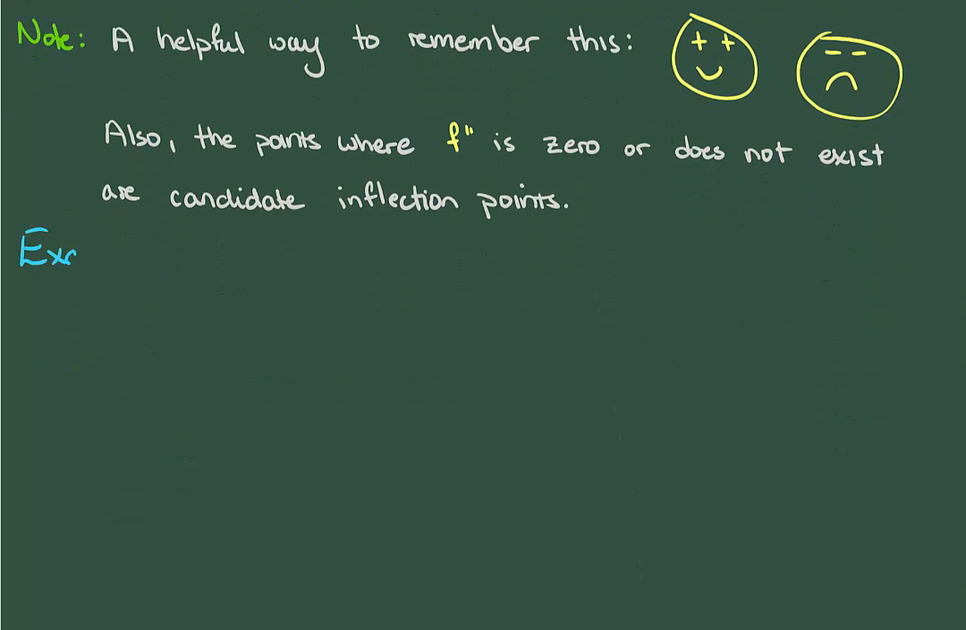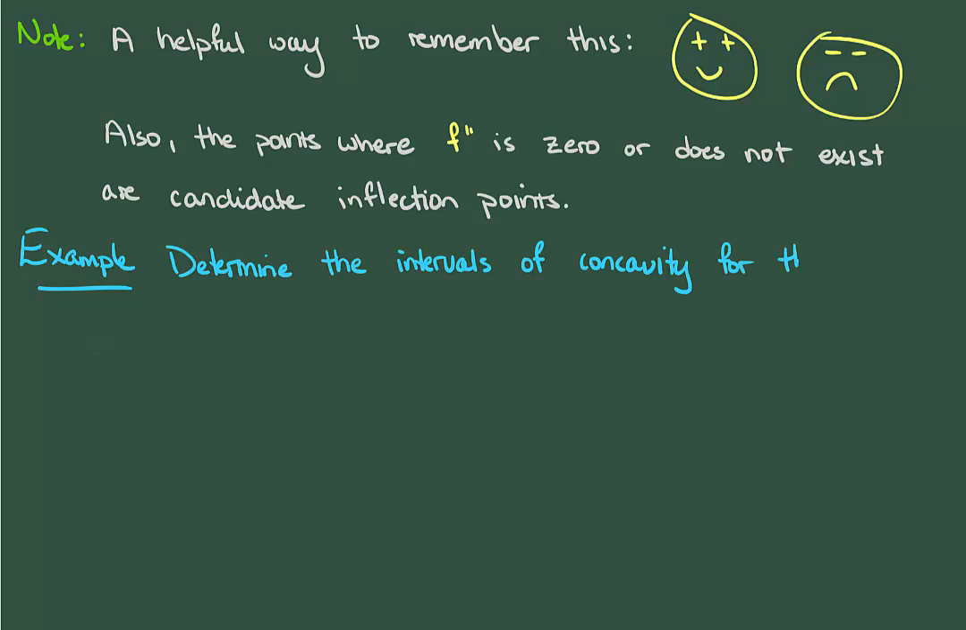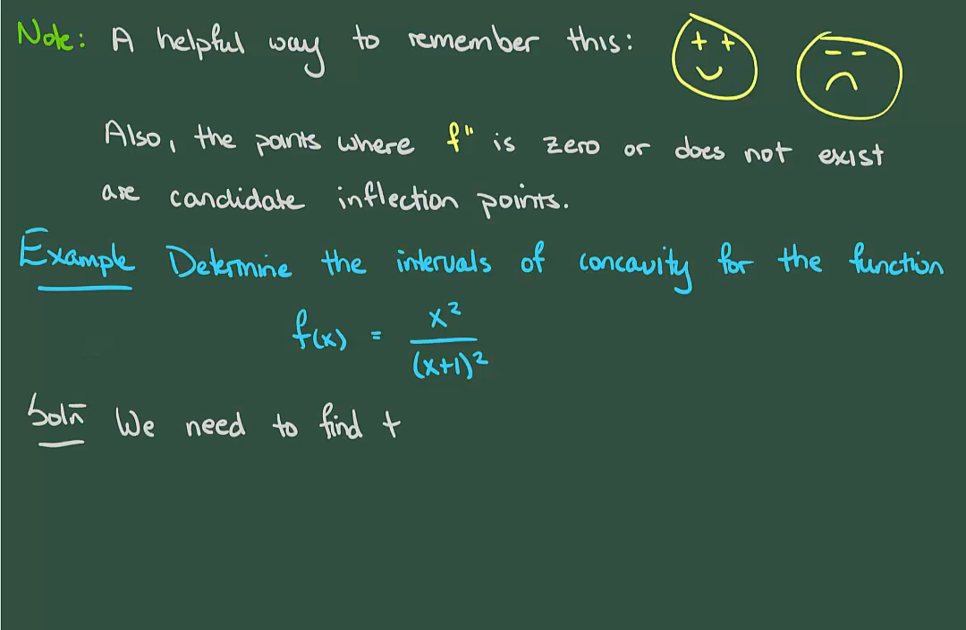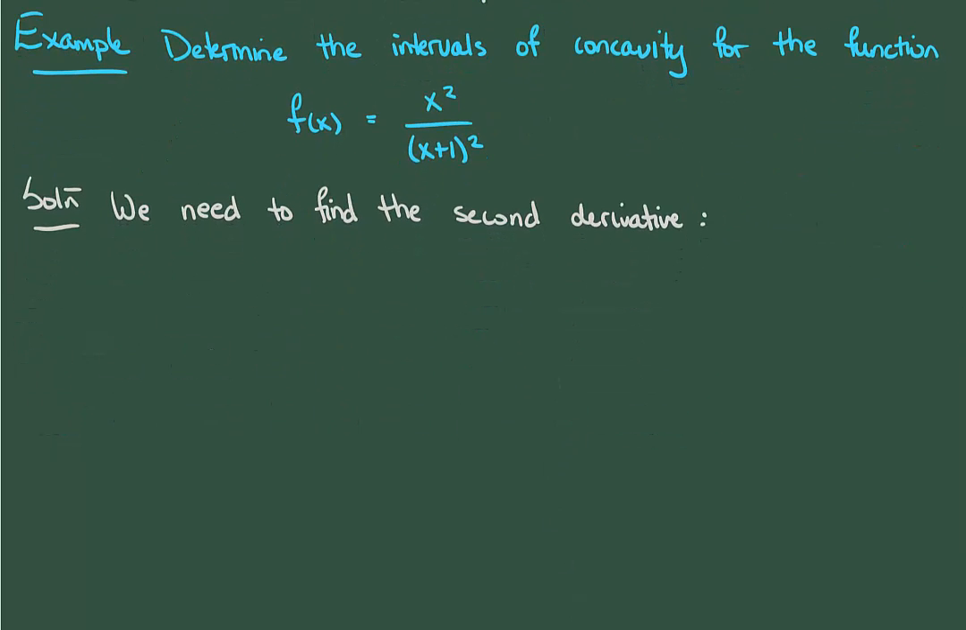So let's put this to work then with an example. Let's determine the intervals of concavity for the function x squared over (x plus 1) all squared. To do this, we're going to need to find the second derivative. This is good practice. I'm going to go through it quickly, but you may want to pause and see if you can get the same answer.